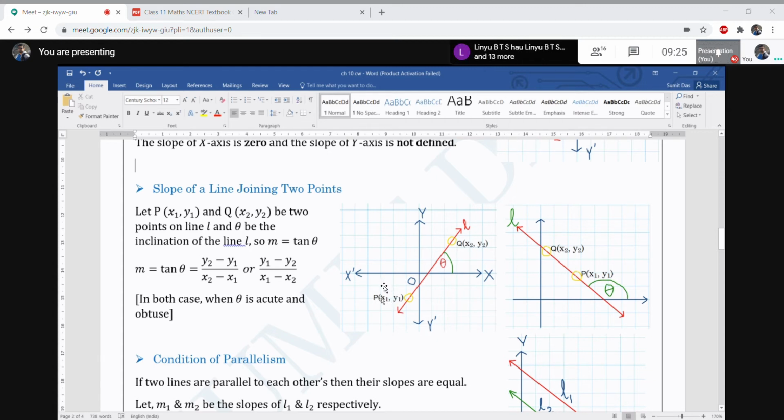P has coordinates x1, y1, and Q has coordinates x2, y2. So it's saying let P(x1, y1) and Q(x2, y2) be two points on line L, and theta be the inclination of the line. So M equals tan theta, I mean slope is equal to tan theta, right? Tan theta equals this. This is a very, very important formula, the first formula of slope.